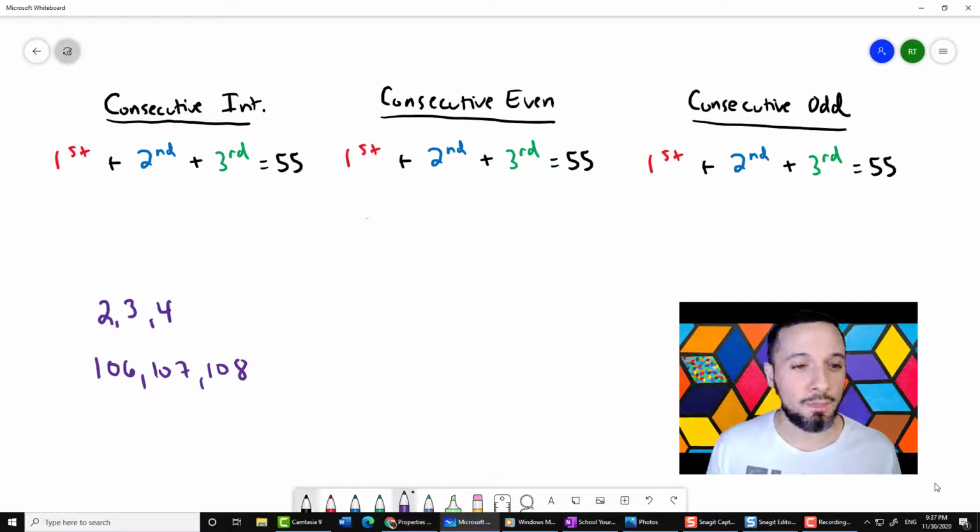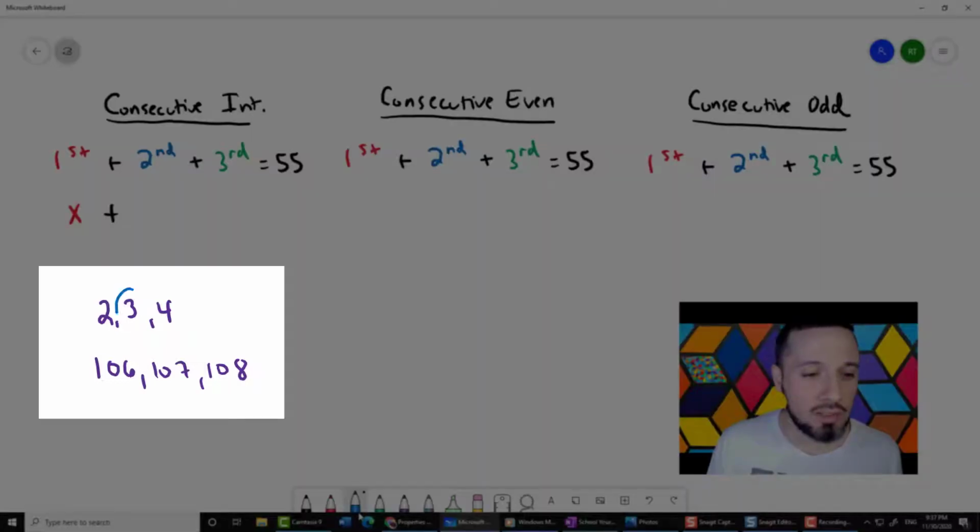So for example, I'm trying to find 3 numbers that add up to 55. All I know is they're consecutive integers. So what I'm going to do is call the first one x because I don't know what it is. Then I'll put plus. My second number, if I look at my examples, I ask myself, how much more is this number here compared to the first number? How much more is this one here compared to the first number?